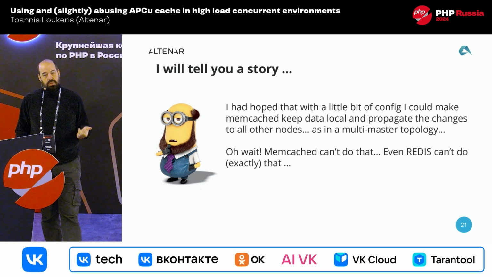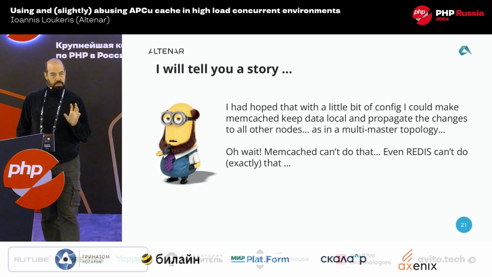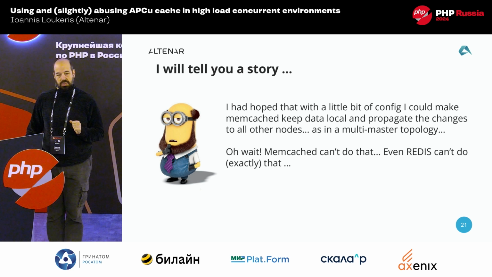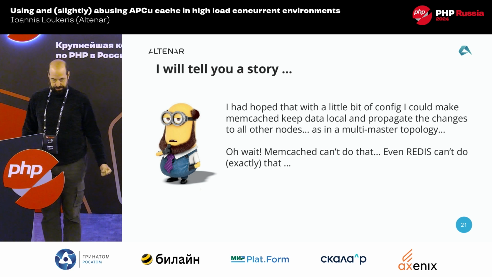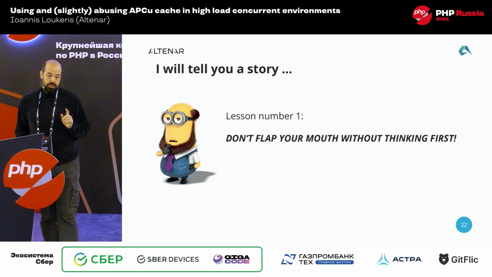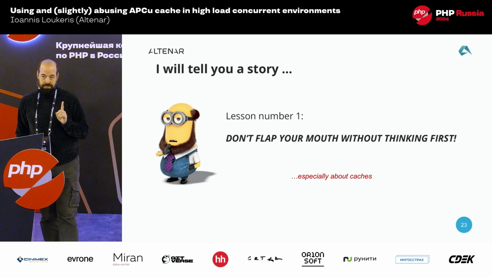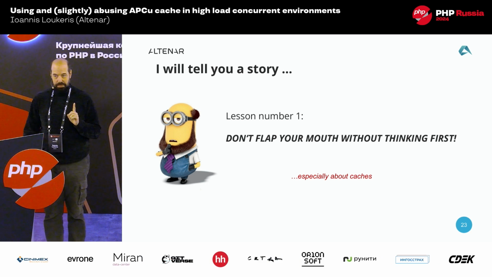I had hoped that with a little bit of configuration, I could make memcache keep data local and just propagate the changes to all other nodes. Multi-master solution, very nice. It doesn't do it. Even Redis cannot actually do that. So, lesson number 1, don't flap your stupid mouth without thinking first. Especially about caches. Okay? Okay.